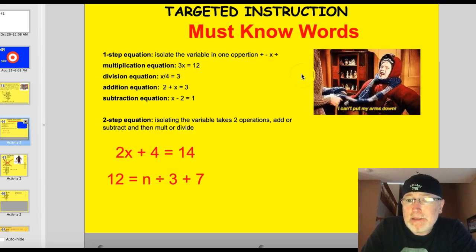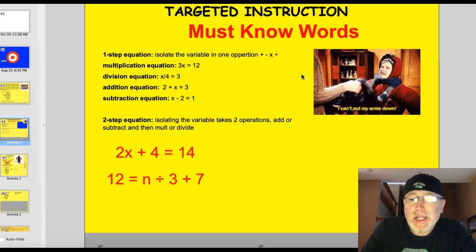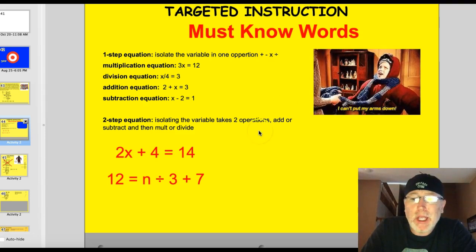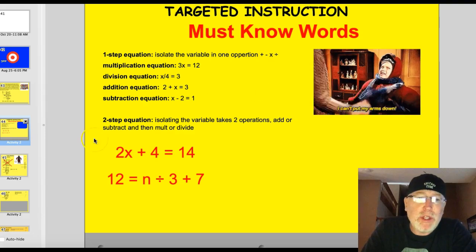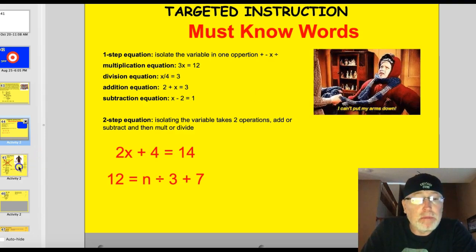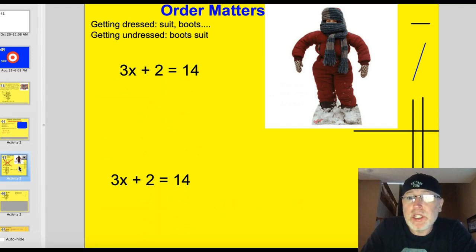So what does this picture here have to do with anything? I can't put my arms down. Yeah, it's from A Christmas Story. They run it all day on Christmas. What does it have to do with anything? It might be random. But wait, he appears on this page too. Order matters. That's the point of the picture.